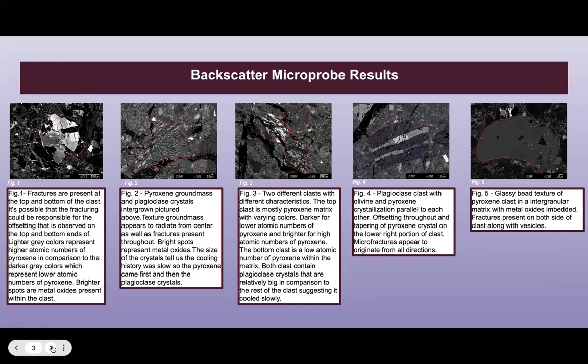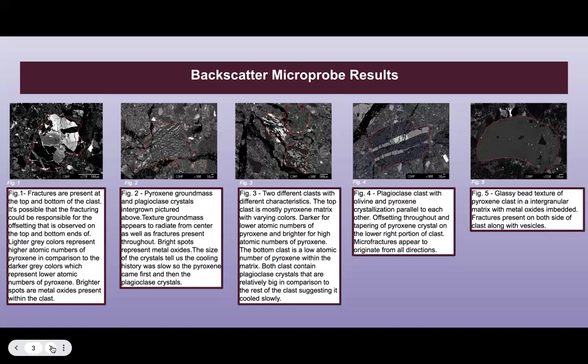If we look at figure 2, we see a pyroxene groundmass with plagioclase crystals above. The pyroxene would be the lower portion, and then the plagioclase crystals would have grown on top. The groundmass radiates from the center. You can see it makes a wave-like pattern. There are multiple fractures throughout. The bright spots are the metal oxides. The size of the crystals tells us the cooling history, which was slow, and the pyroxene formed first, and then the plagioclase second. If we look at figure 3, we see 2 different clasts of varying composition.